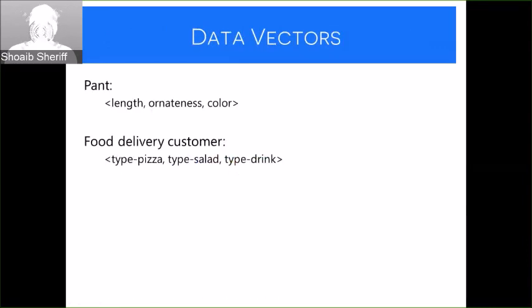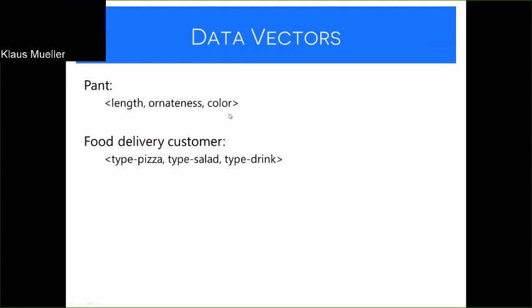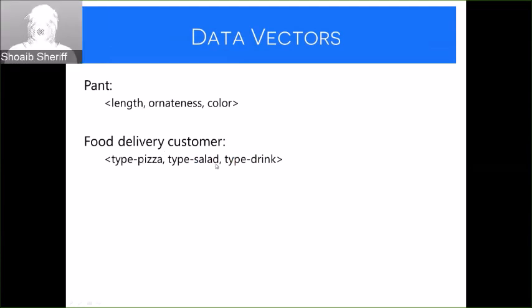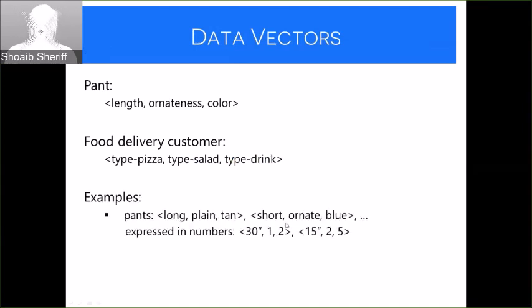So you make a feature vector. In terms of the pants, you make length, color. In terms of the food, you make type pizza, type drink. These are basically your feature vectors, and then you have different examples and you express them as numbers. Long is like 30 inch, plain is ID 1, short is 15 inch, ornate is ID 2, and blue is 5. Basically, you encode these textual descriptors that appear in categories in numbers, and then make that a nice numerical feature vector that you can cluster.